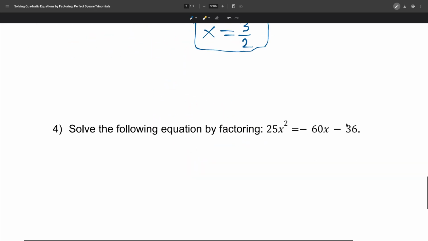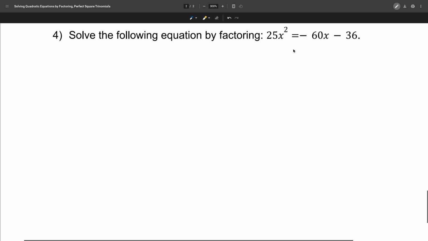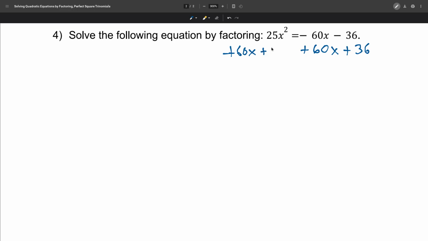Let's try another one. All right, next one. Solve the equation by factoring. 25x squared equals negative 60x plus 36. I want one side equal to 0, but I don't want a negative in front of x squared. That's going to make it a little bit more difficult. So I'm going to add 60x and add 36 to both sides. Okay, on the right-hand side, 60x minus 60x is 0. 36 minus 36 is 0. So we just have 0.